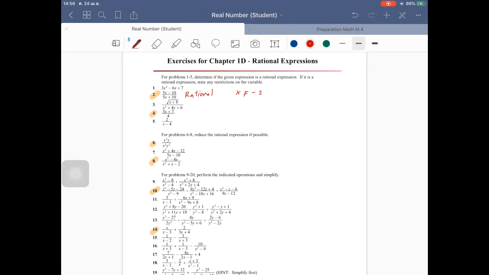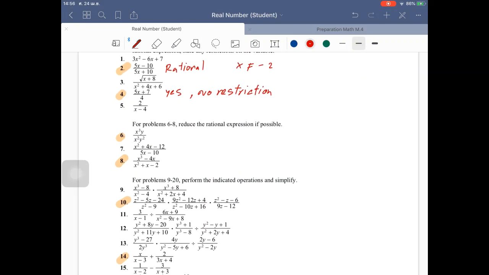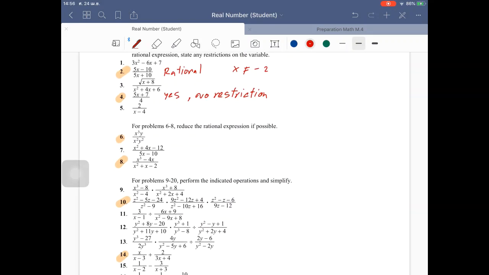Question 4. Rational or not? Yes, it's rational, and no restriction. It is rational and no restriction, okay?